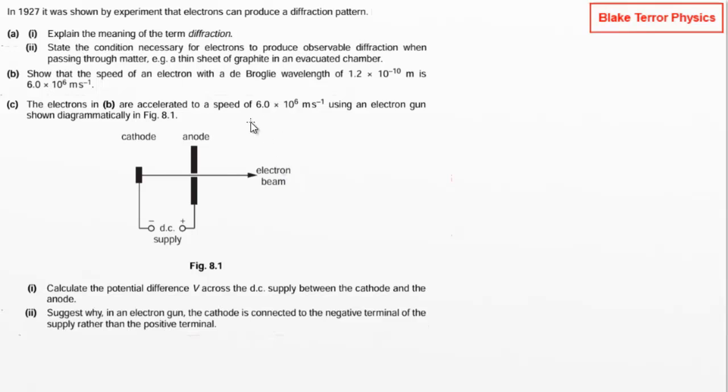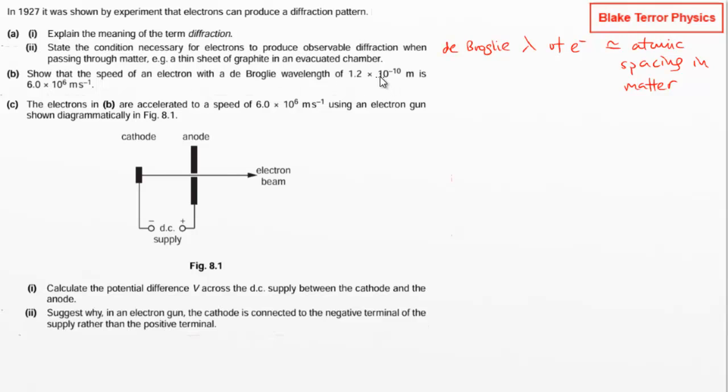State the condition necessary for electrons to produce observable diffraction when passing through matter, e.g. a thin sheet of graphite in an evacuated chamber. So we want the de Broglie wavelength of the electron to be comparable, so a similar size, to the atomic spacing in the matter that they're passing through. So that's what we're after there.